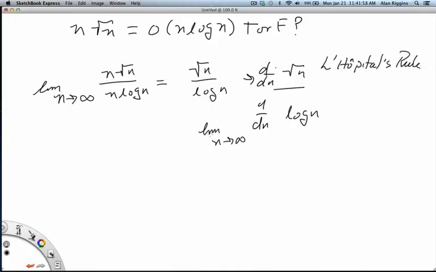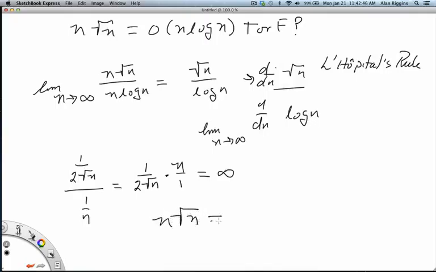All right, so we need to take the derivatives here, and we can do this easily. So we have 1 over 2 times the square root of n, over 1 over n. So this is equal to 1 over 2 times the square root of n, times n over 1, and this is equal to infinity as n goes to infinity. That is the limit of n over the square root of n as n goes to infinity. This totally dominates. Therefore, n times the square root of n is not equal to big O of n log n.